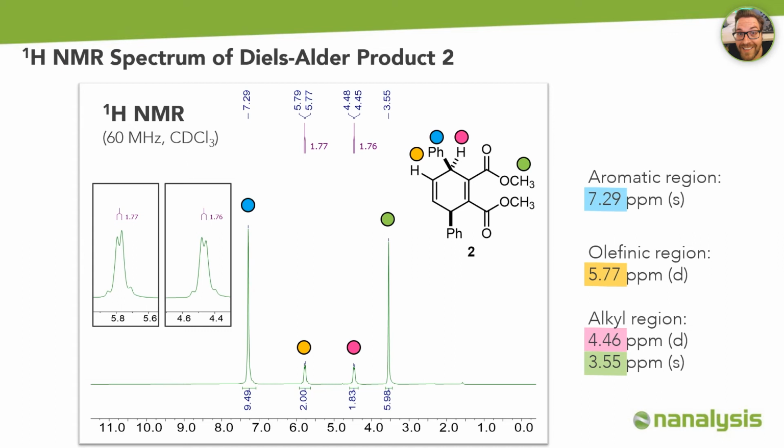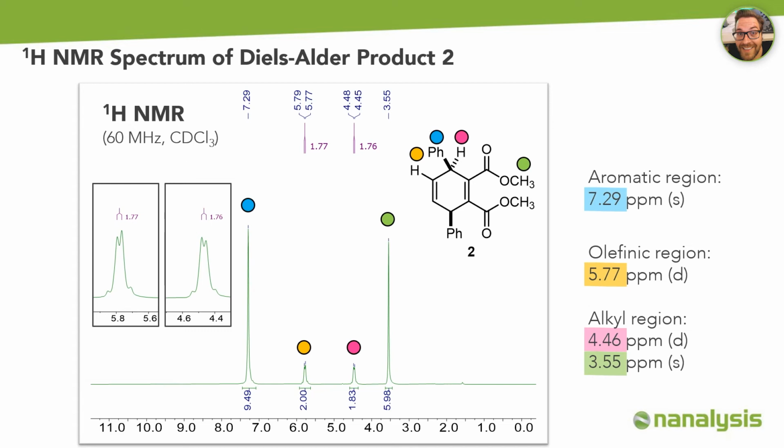The same coupling constant can be found for the doublet at 4.46 ppm, which identifies the benzylic proton in vicinal position to the alkene ones. The methyl group signal at 3.55 ppm is clearly recognized by the integration area of 6 and the multiplicity of a singlet due to the absence of neighboring protons.